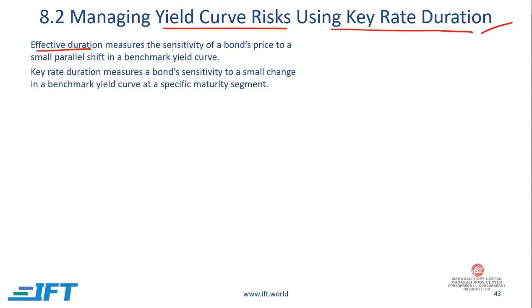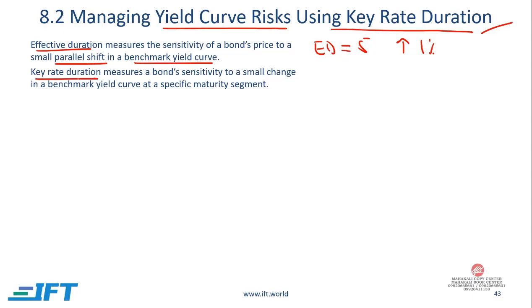Effective duration measures the sensitivity of a bond's price to a small parallel shift in a benchmark yield curve. So this effective duration is simplistic in that it only considers a parallel shift. As an example, let's say that a bond has an effective duration equal to 5. This means that if the benchmark yield curve goes up by 1%, so this would be a parallel shift up, all rates are up by 1%, then the value of the bond will come down by 5%.